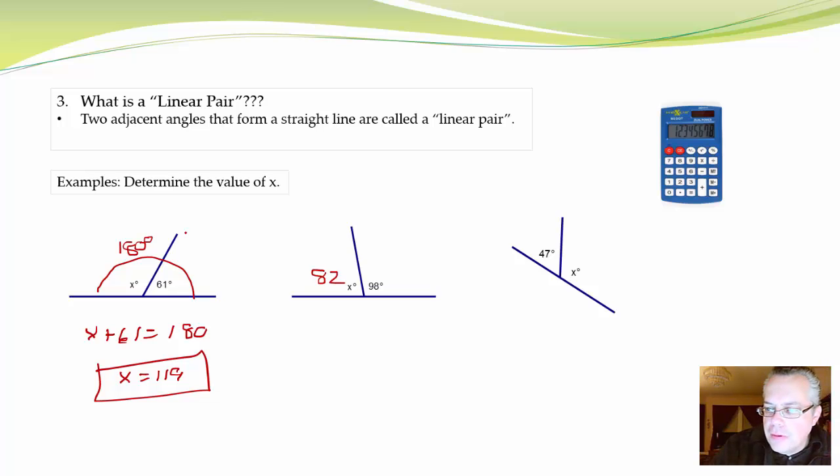And on the last one, it can be kind of oriented differently, but this fact is still true. All of this is 180 degrees. So to get x, do 180 minus 47. And I get 133. Okay, so sometimes there's more than two angles, sometimes it's three angles. But if any combination of angles form a line, they have to add to 180 degrees.